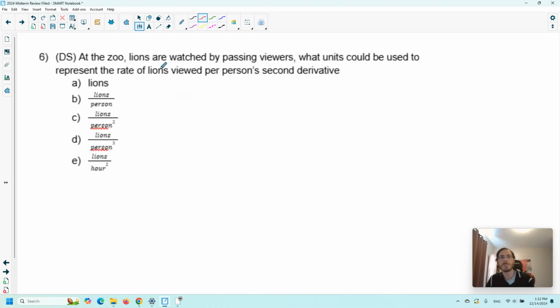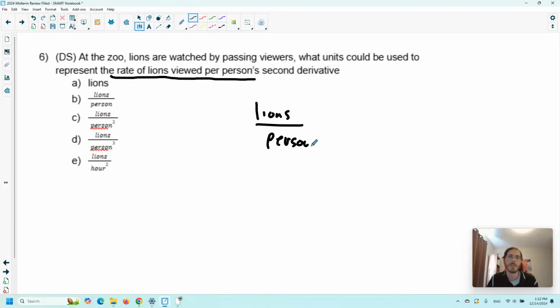Nice. All right, 6. At the zoo, lions are watched by passing viewers. What units could be used to represent the rate of lions viewed per person's second derivative? So again, this time we're starting at the rate of lions viewed per person. So that would be lions per person. And then we need to get the second derivative from there.